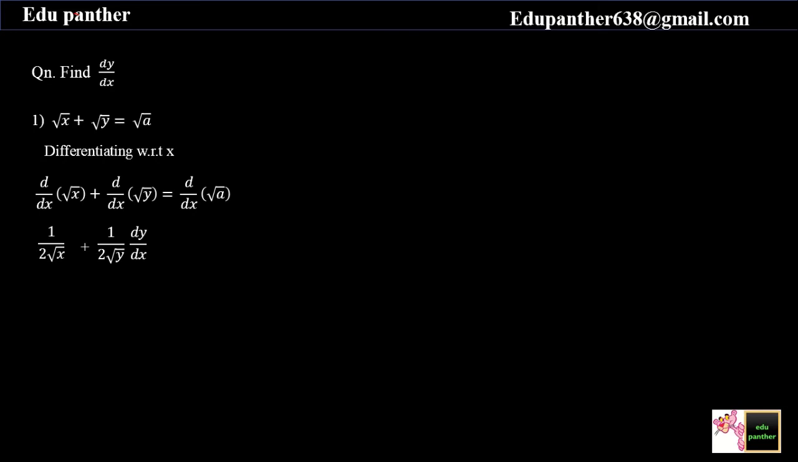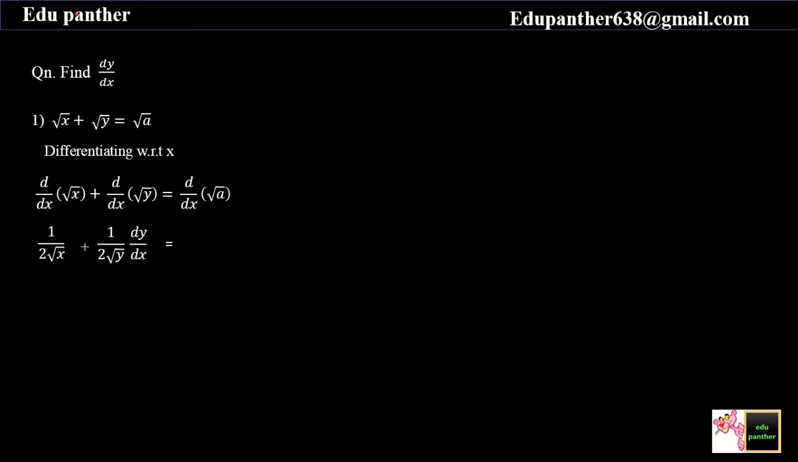You have to note down this step. This is a very important step in implicit functions. So whenever we are differentiating any term of y, first apply the basic formula and then multiply it with dy by dx. This is equal to, now what is the derivative of root a? You can pause your video and comment in the comment section what the derivative of root a will be.